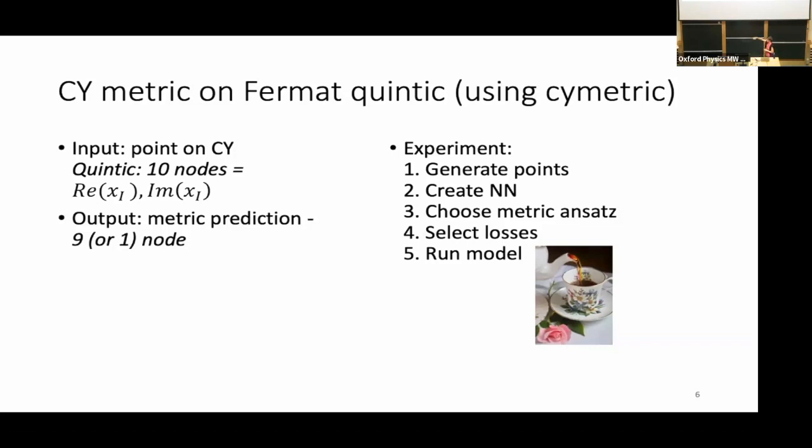So the experiment that we will now do is that we will generate points, create our neural network, choose a metric ansatz, select our losses, and then run the model, and while the model is running, we will go and have tea. Depending on the complexity of the model, it takes from a couple of minutes on my laptop to run a model for say 10 to 20 epochs, up to an hour or a couple of hours. Okay, so let's look at this in a demo, and I'll see if I can manage to do this.